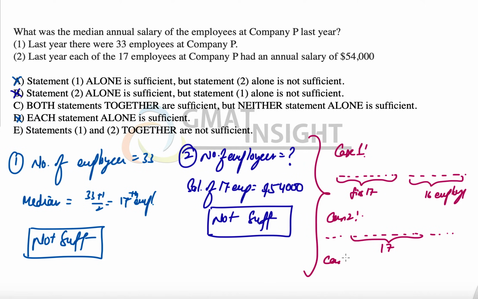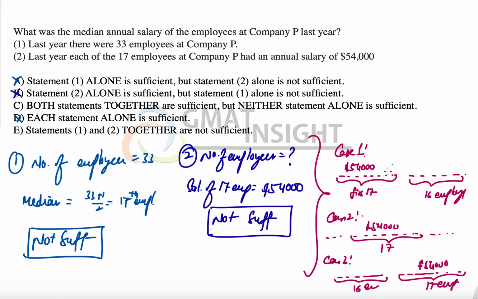And there is case 3, which says that we have 16 employees in the beginning whose salaries are unknown, and there are 17 employees afterwards whose salaries are each $54,000, right? So here we already know it's 54,000. Here the salary is 54,000 for these 17 employees, and here for the first 17 employees the salary is 54,000. But let's look at what happens in each of these cases.